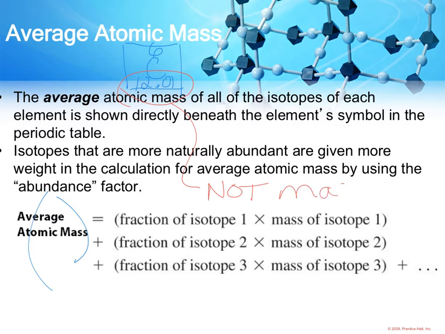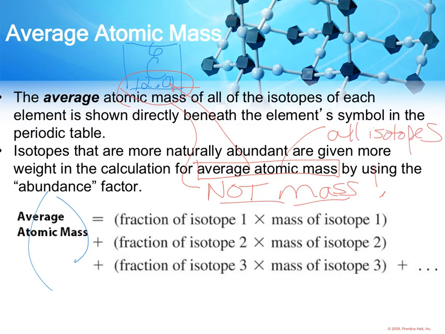Now remember what mass number is. It's number of protons and number of neutrons added together. This, instead of being mass number, is average atomic mass of all of the isotopes. Okay? So they take all the naturally occurring isotopes, they get the average atomic mass, and that's what goes on the periodic table. Okay? So this is the average atomic mass of all of the isotopes.